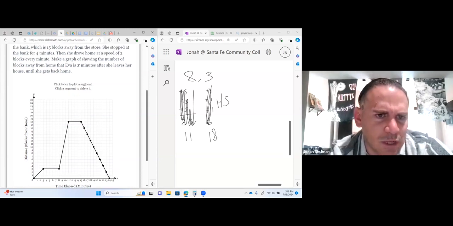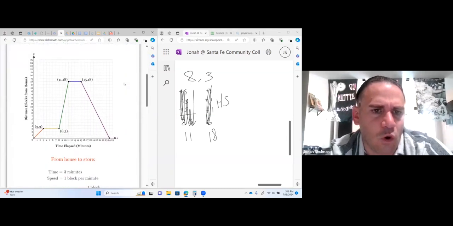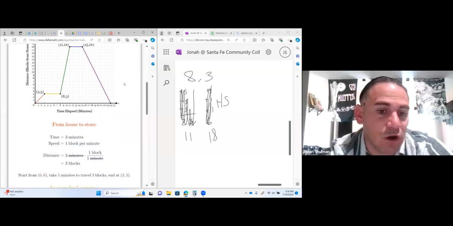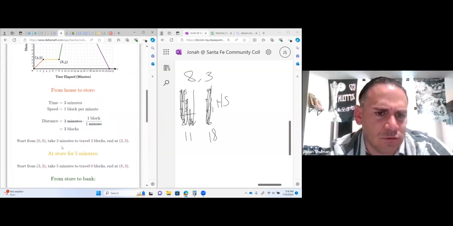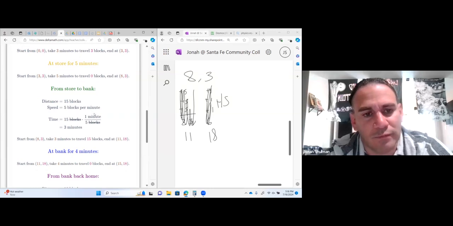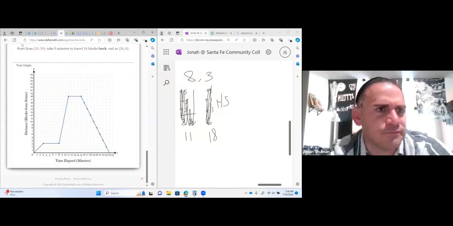Click twice to plot. Click a segment to delete. It didn't work when I did it. Oh yeah, I was clicking the dot, not the segment. Okay, well, whatever. I think this is the answer. Oh, beautiful. Cool. So that was tough. Oh, see, always put what you want on top, 1 minute, what you have on the bottom, so it cancels. Remember that from the conversion lesson every time. I guess I was just doing that all in my head.